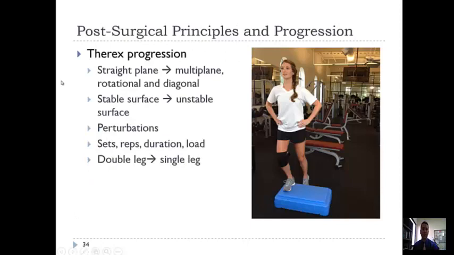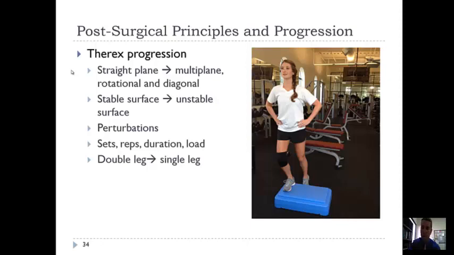Your progression from a general standpoint is going from straight plane to multi-plane, and we always start off in straight plane, and we always work the sagittal plane first. Stable surfaces to unstable surfaces. The unstable surfaces give you more stimulus for proprioception and neuromuscular control. And you can use perturbations to further stimulate that.